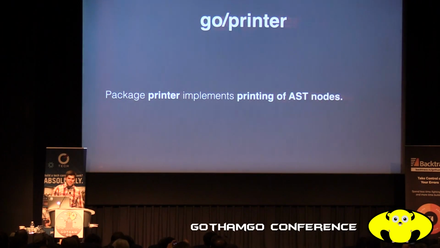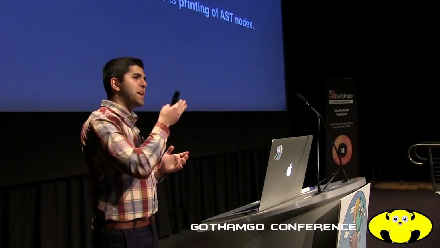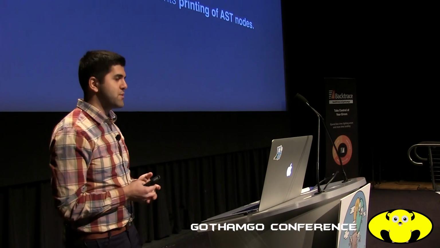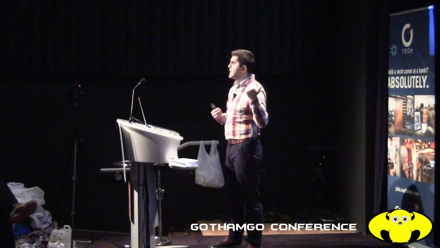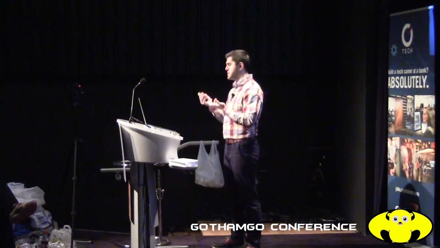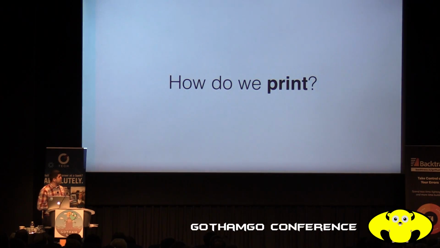So finally, the Go printer is a package that prints the AST nodes in a human readable format, in Go format, actually. There is also a package called Go format, but I'm just showing this for now. So basically what you do is you pass the Go AST to the Go printer, and then it prints it to the standard output, as you know, the Go file itself. Before, I used AST fprint, which works very differently. And how do we print?